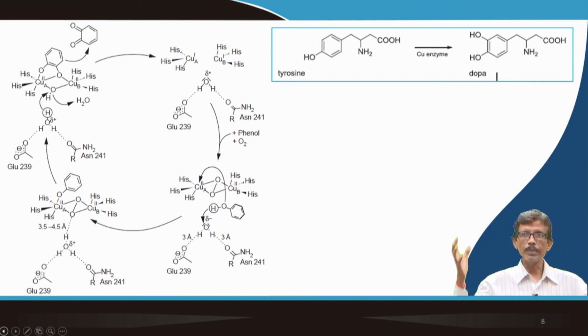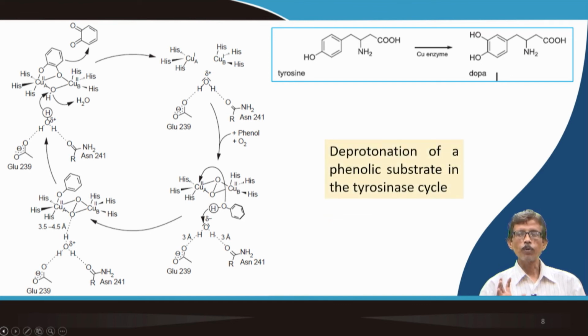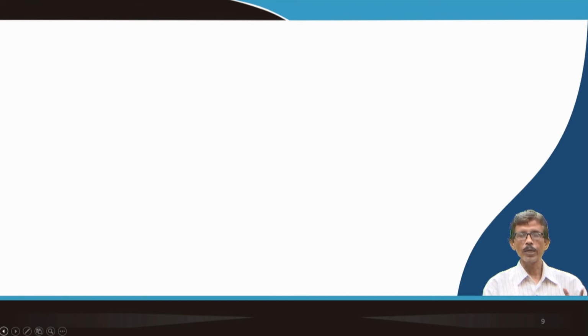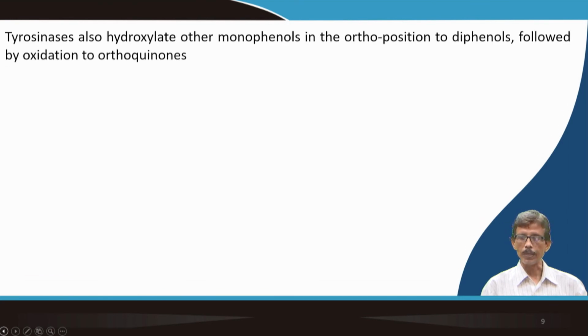So, when you determine the X-ray structure, why the protein crystallography is so difficult and so tedious, that you have to identify not only the copper environment, the entire protein part, entire carbon, hydrogen, nitrogen, sulfur and all, as well as the other part which are nearby to that particular active site. So, the deprotonation of a phenolic substrate in the tyrosinase cycle, we are looking here at the cycle, is basically devoted for that particular purpose.